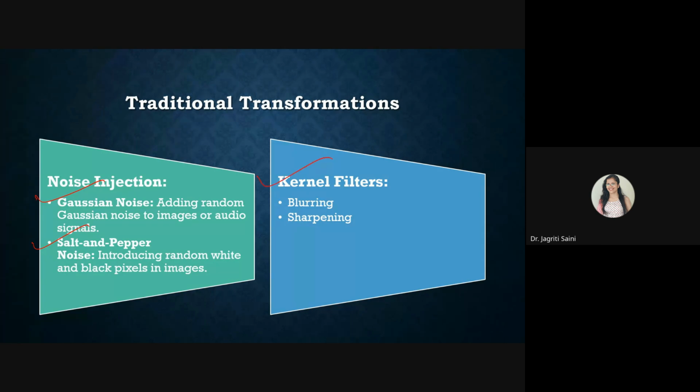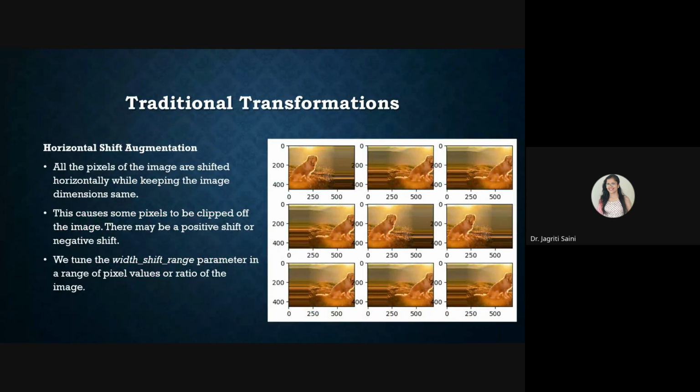Similarly, kernel filters are also there for blurring or sharpening of your images on different sets of pixels. We can apply these filters to blur those pixels, or sometimes to sharpen those pixels to get another level of your data set. So these are some commonly used transformations and how they appear. Let us have a quick idea.